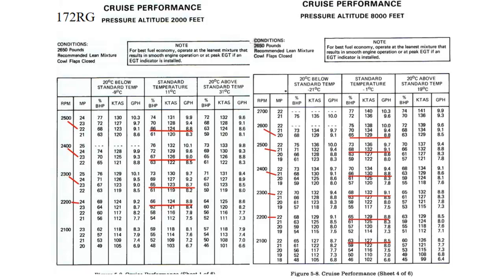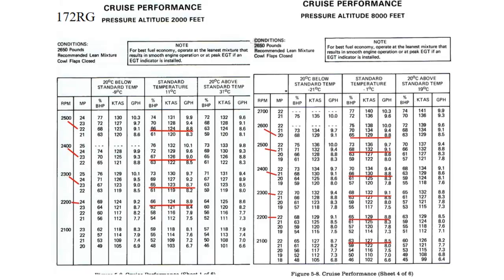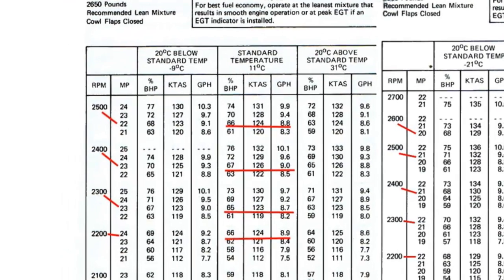Here's the 172 cruise charts, and that aircraft has a separate cruise performance table for each 2,000 foot increment all the way up to about 12,000. I picked just a couple of pages here, 2,000 and 8,000. Once again, I've selected a bunch of power settings that will work to give us around 65% brake horsepower.